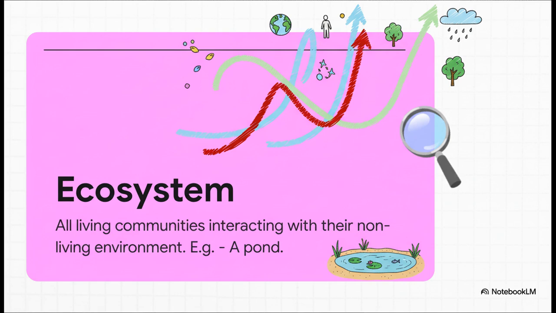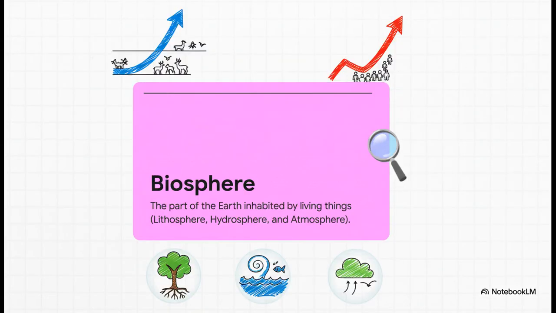But wait, that living community doesn't just exist in a bubble, right? The next level out is the ecosystem, which brings in the whole non-living environment. Think about a pond. The ecosystem isn't just the fish and the frogs. It's also the water itself, the mud at the bottom, and the sunlight that gives everything energy. It's the whole shebang. And finally, we get to the ultimate zoom out, the biosphere.